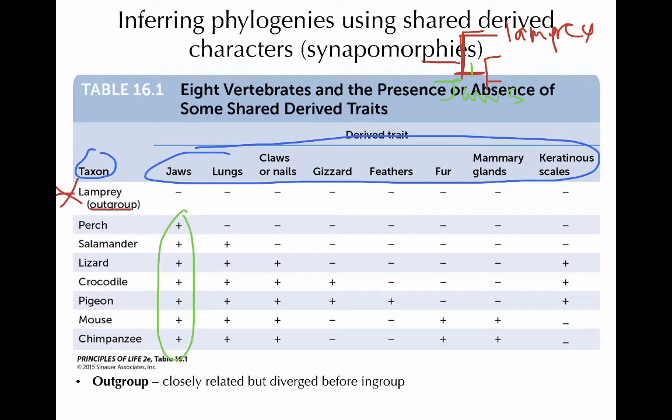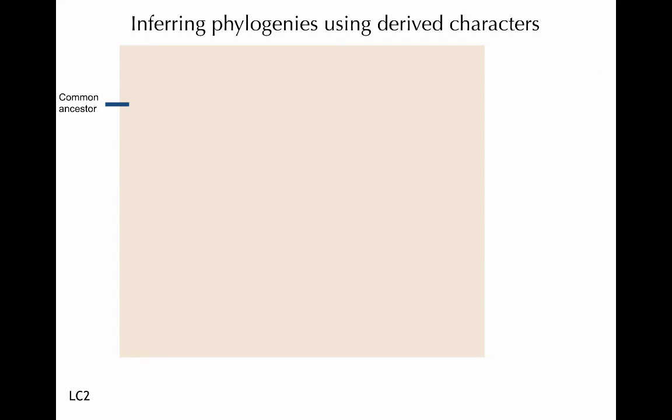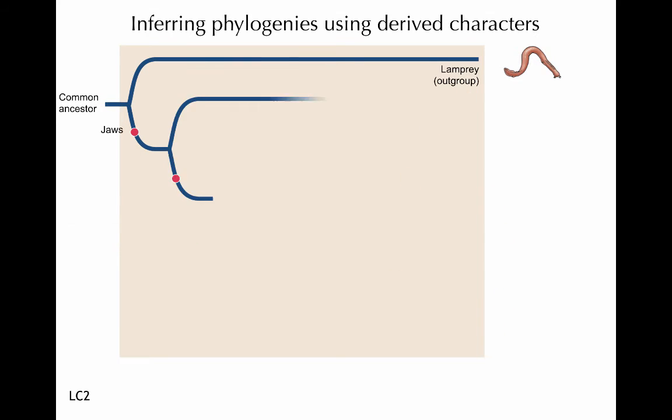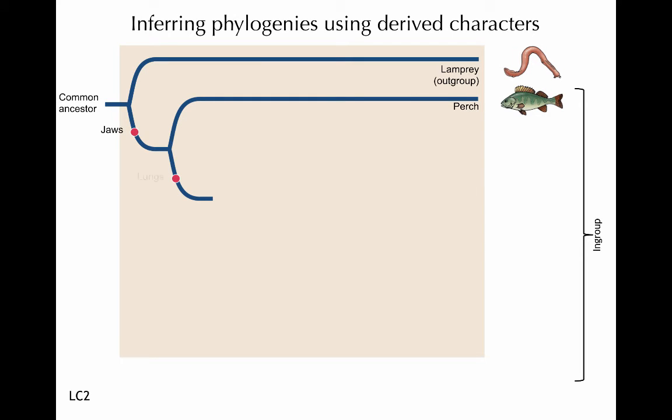Now you'll notice some of them, it's not always all the way across, it just depends. Like these three have keratinous scales, which probably means that they are more closely related to each other, so maybe they group together. So let's look at building this phylogeny. Here's the common ancestor, it's a rooted tree. There's your lamprey, and we already know it's the outgroup. So there's our outgroup. The earliest branch here, this is the common ancestor of lamprey and everything else. The ingroup is everything else.